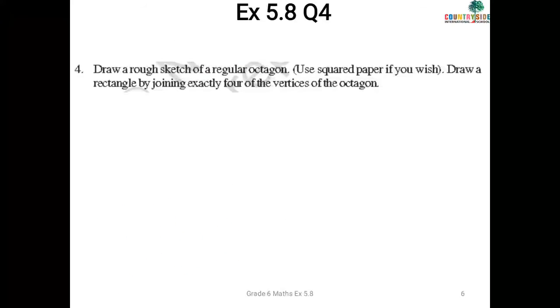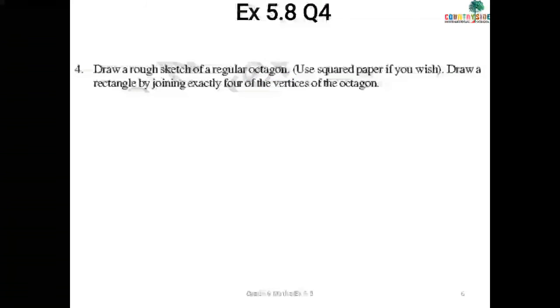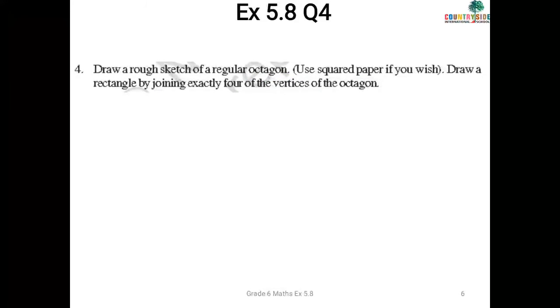Okay, so scholars, now let's solve question number 4 from the exercise 5.8. So draw the rough sketch of regular octagon. So underline this word octagon. Draw the rectangle by joining exactly 4 of the vertices of an octagon. Okay, so underline this word rectangle. So how will you do it? So scholars, pause the video, try it by yourself. I'm giving you 30 seconds and your time starts now.